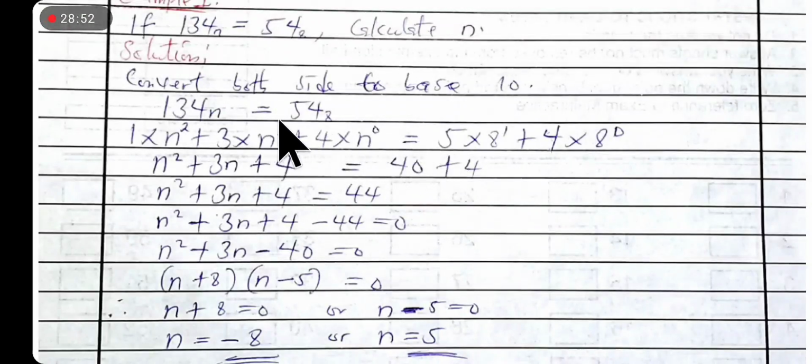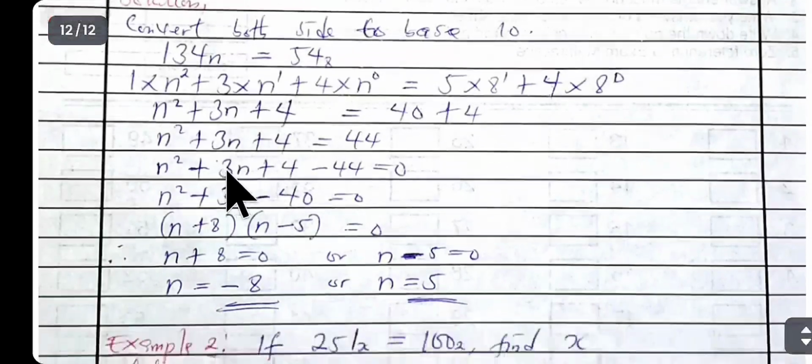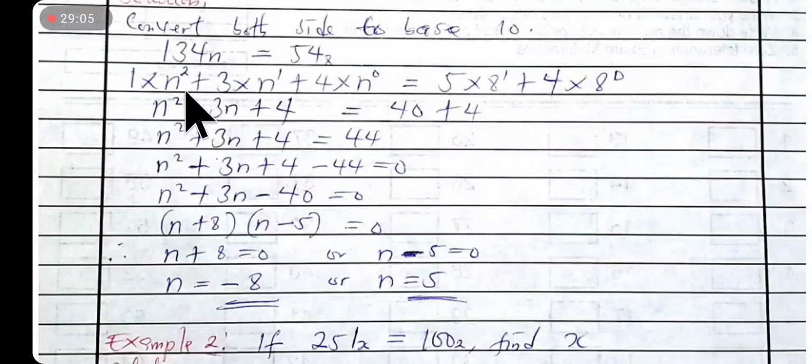So this is going to be equal to 5 times 8 plus 4 times 8. From here to the left, 0 and 1. So 1 times n squared is n squared, plus 3 times n raised to the power 1 is still 3n, plus 4 times n raised to the power 0, which is 1. Anything raised to the power 0 is 1. So 4 times 1 is 4.